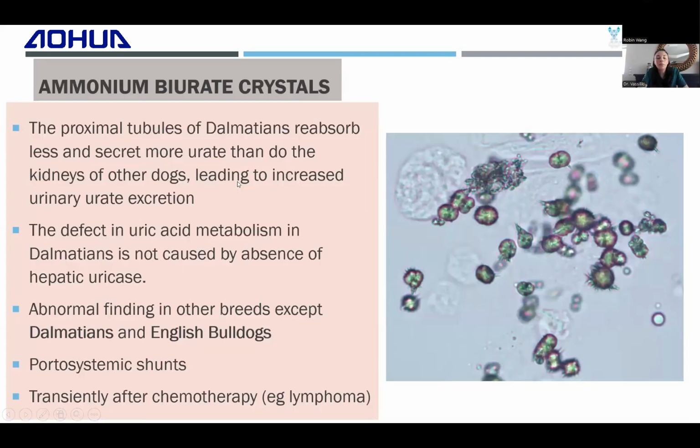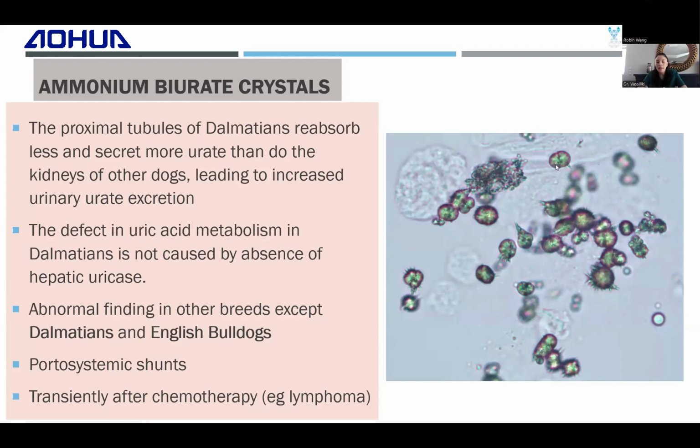What about ammonium biurate crystals? Especially in Dalmatians, we are very cautious when we see these uroliths. The proximal tubules of Dalmatians reabsorb less and secrete more urate than do the kidneys of any other dog, leading, of course, to the urinary urate excretion. The defect in the uric acid metabolism in these dogs is not caused by the lack of hepatic uricase, as in other breeds that do not have this defect.